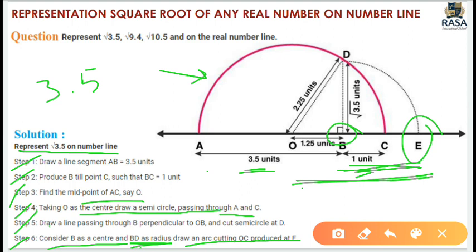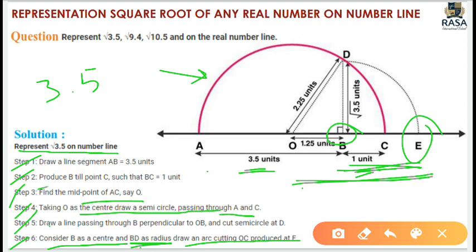But before that we will understand this once in Hindi also, so that we are able to get it clear. To represent root 3.5 on a number line, first of all what we have to do, सबसे पहले हम एक लाइन सेगमेंट बनाएंगे AB जिसकी लेंथ कितनी होगी 3.5 यूनिट्स. फिर उस AB लाइन सेगमेंट के B पॉइंट से एक्सटेंड करेंगे, उसको प्रोड्यूस करेंगे एक पॉइंट C तक जिसकी BC लेंथ की यूनिट कितनी होगी 1 यूनिट.